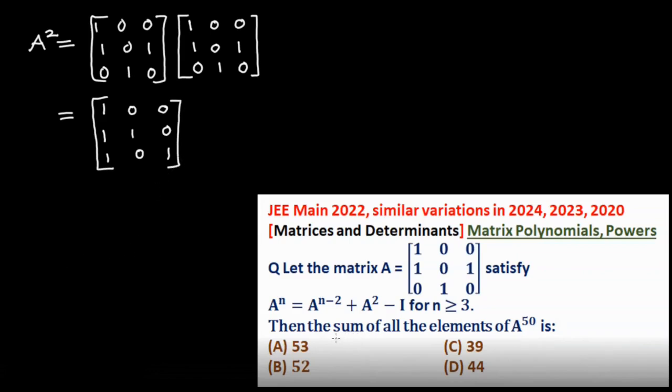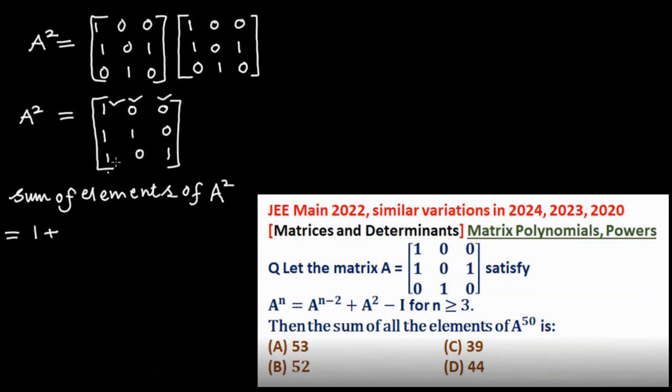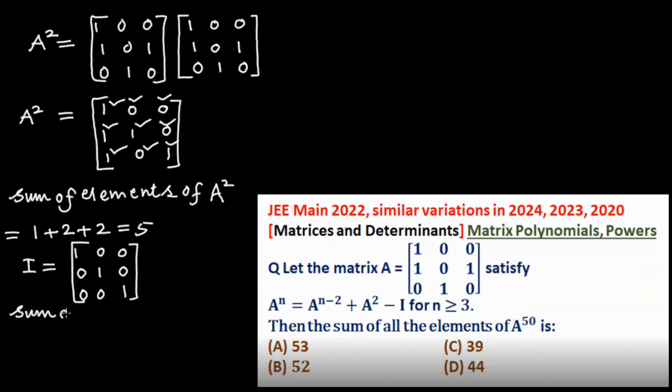Here we have to find the sum of all elements of A power 50. So we will start by finding the sum of elements of A square. That equals 1 plus 0 plus 0, 1 plus 1 plus 1 plus 0, 2 plus 1 plus 0 plus 1, which is 5. Later we shall also need the sum of elements of an identity matrix, 1 0 0, 0 1 0, 0 0 1, and its sum of elements will be 1 plus 1 plus 1, which is 3.